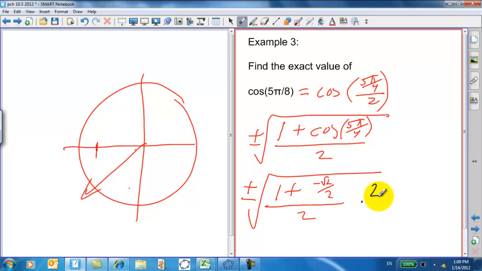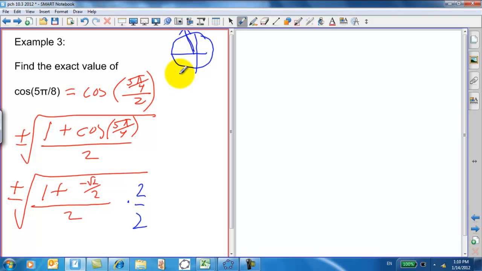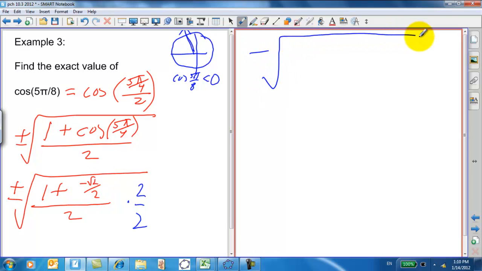Let's multiply this by 2 over 2. We're not going to get it totally rationalized. Well, maybe we will. Let's check this out. Now let's decide this plus or minus thing. 5 pi over 8 is actually in here, and the cosine of 5 pi over 8, judging from my unit circle analysis, will be the x-coordinate at the angle 5 pi over 8. That is definitely less than 0. So I want to use the negative form of this. Do you see how I made that decision? You've got to do that.